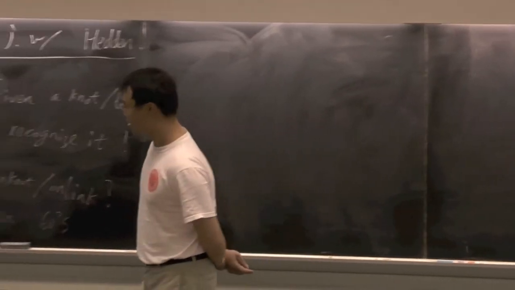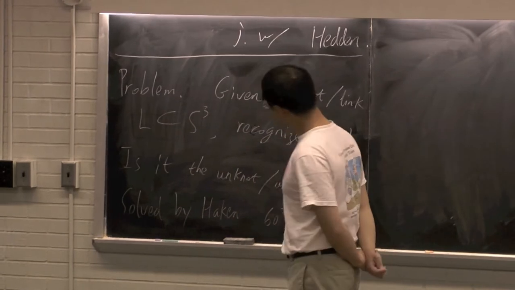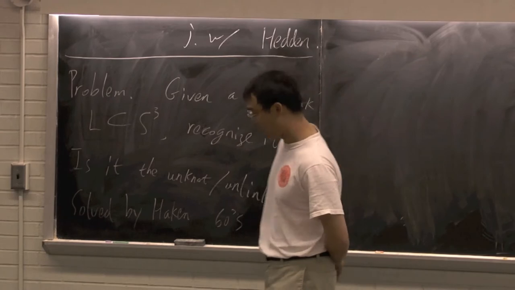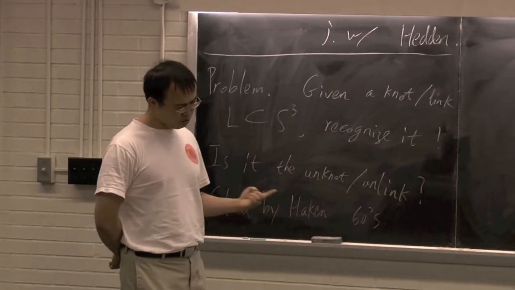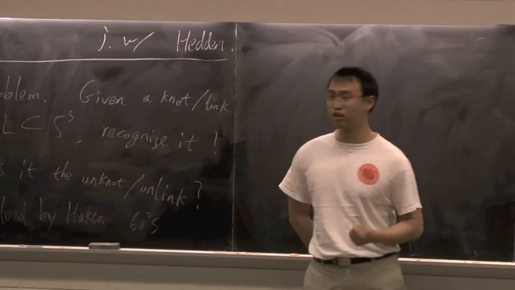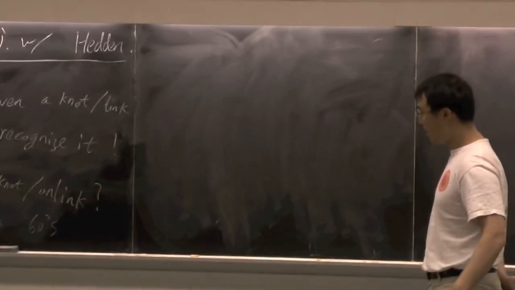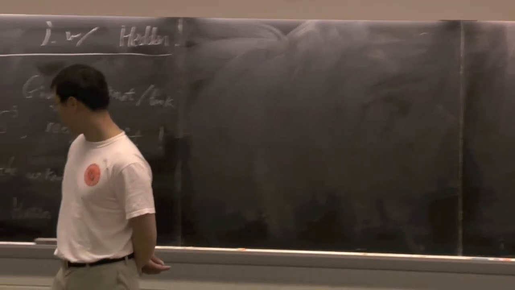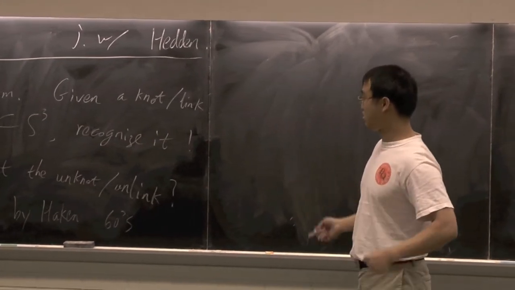However, sometimes we still want a different kind of answer. Even though the unknot detection problem is solved by Haken, we still didn't know from Haken's answer whether a surgery on the knot gives you a homotopy sphere. That was the property P conjecture, solved by Kronheimer and Mrowka. So somehow we want a different type of answer to this question.